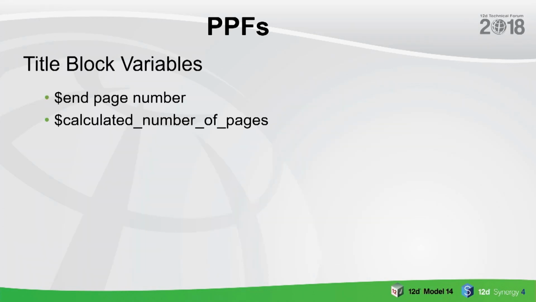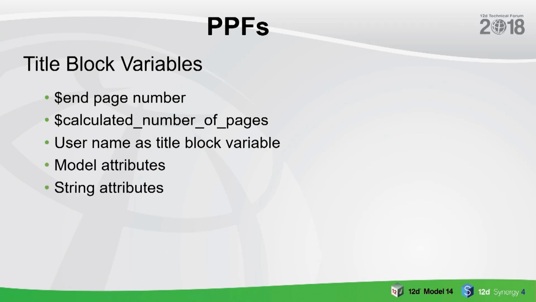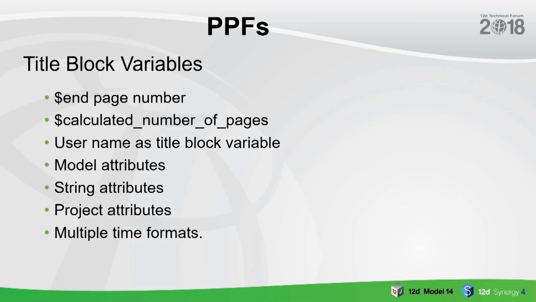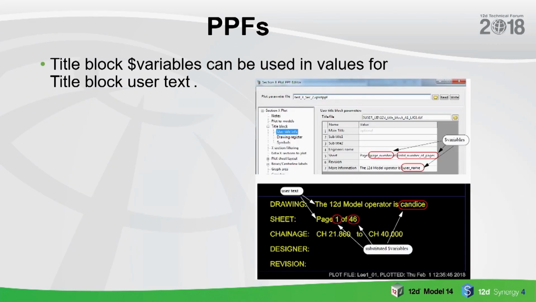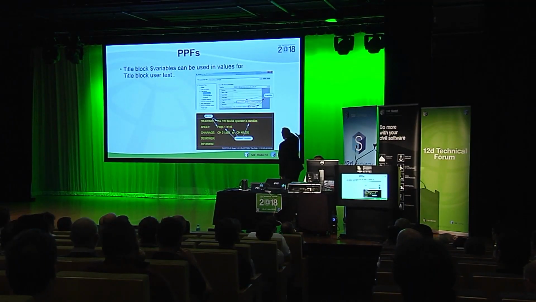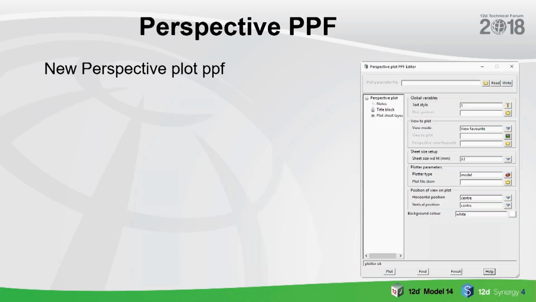There's a whole lot of extra title block variables, one of them being the calculated number of pages. So it can actually work out in advance how many pages there are in a long section or a cross section plot, so you then can have in there one of total number of pages. There's a whole lot of username, model attributes, string attributes, multiple time formats. You're going to have lots of time formats. And even in this area here, where you put your variables, you can even put the dollar ones in there as well. So you don't have to go in the file and do them. So it's much more powerful.